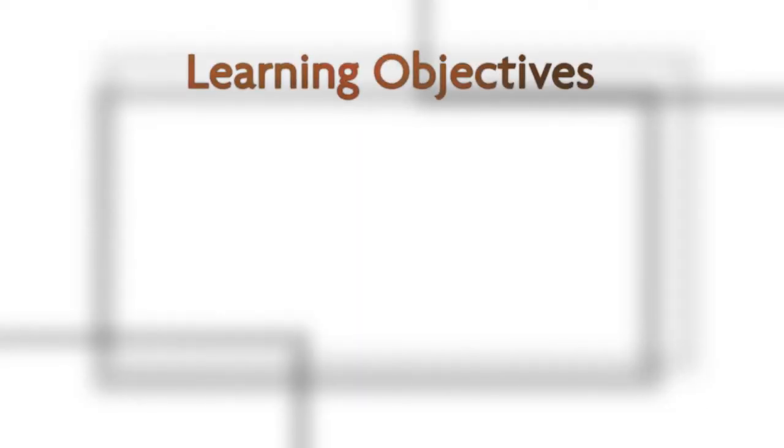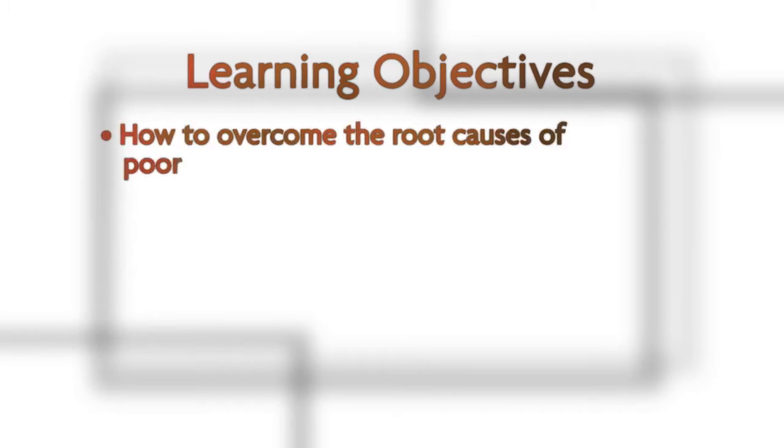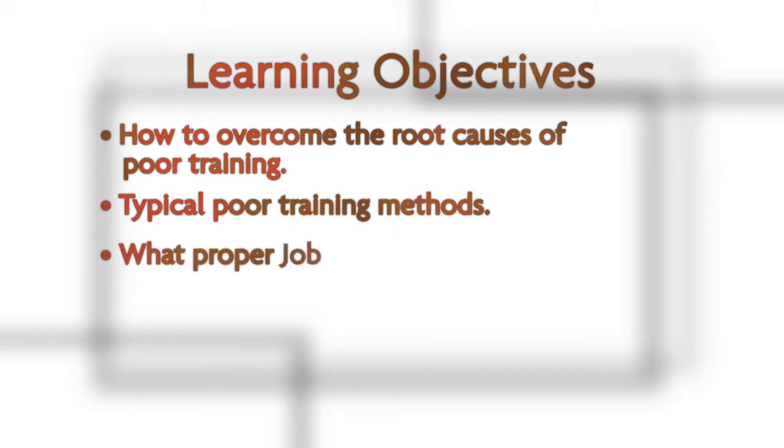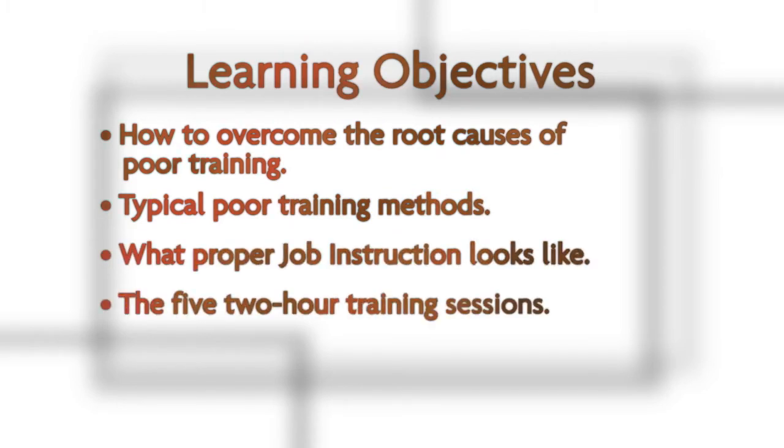After watching this video, you will know how to overcome the root causes of poor training, typical poor training methods, what proper job instruction, or JI, looks like, the 5 2-hour training sessions, the 4-step training process.